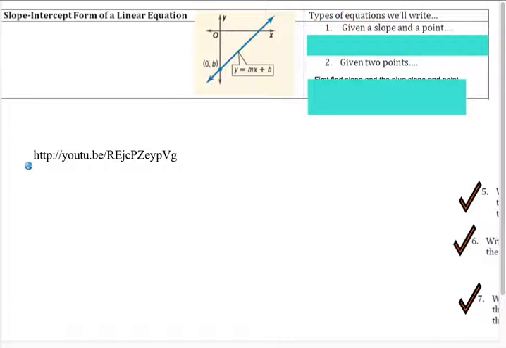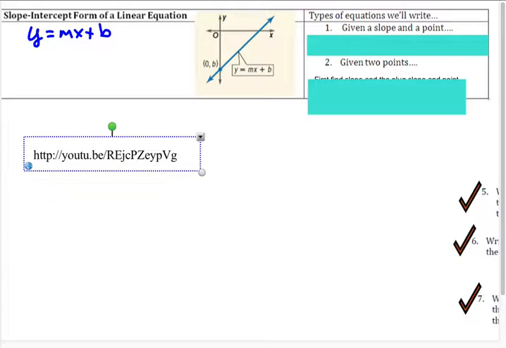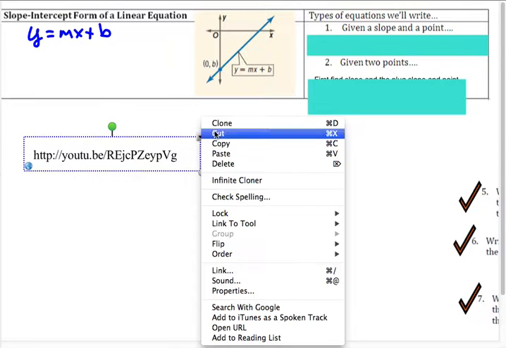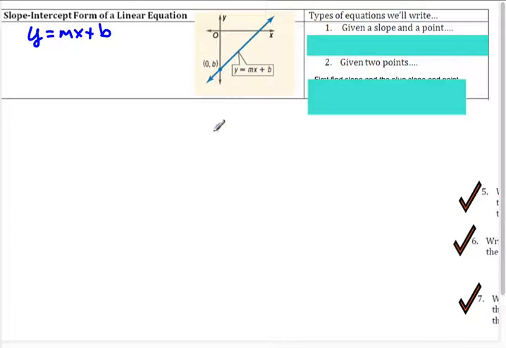Okay. Slope-intercept form of a linear equation. We talked about slope-intercept form, and that's y equals mx plus b. B is my y-intercept, and m is my slope. But we're going to write linear equations, and I want you to put them in slope-intercept form. But we're going to start out with a little shortcut. I think it's a little bit easier, and we're going to write them in point-slope form first.